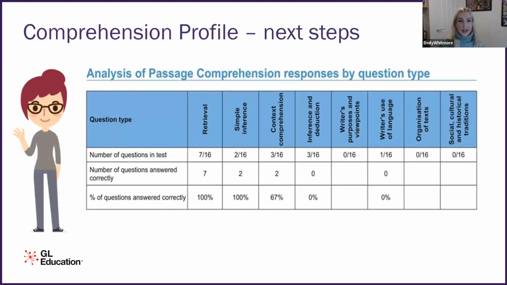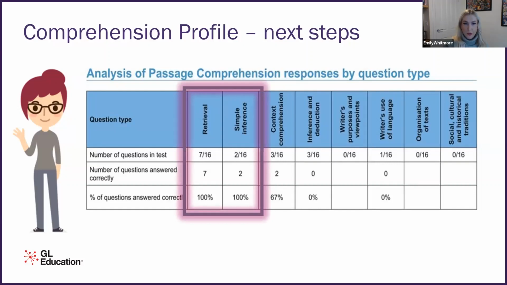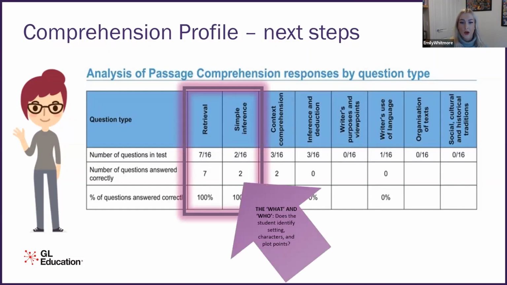So if we get back to that passage comprehension response table, if we're noticing low scores here for the retrieval and the simple inference section, or what I like to call the what and the who, which essentially means, can the student identify setting, characters, and plot points?